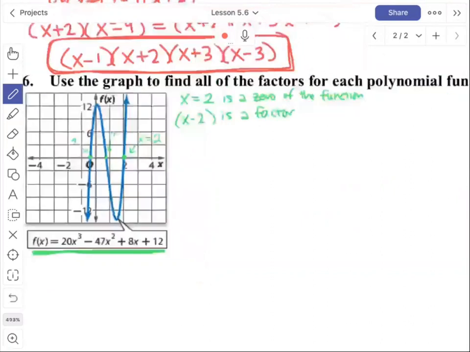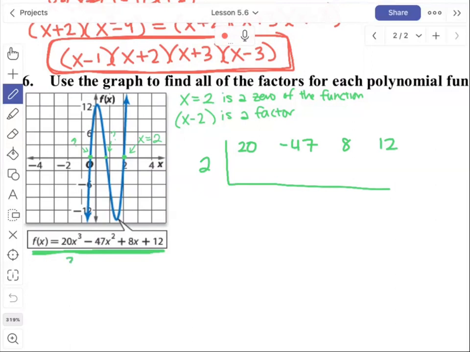All right, so we can use that and use our synthetic division. I got 2 on the outside, and I got 20, -47, 8, and 12. Let's double check. Exponents, I got 3, 2, 1, 0, so I got no missing terms there. And we drop it down. Multiply, add, multiply, add, multiply, and add. And yes, we got 0 as our remainder. That is a factor. We are good.